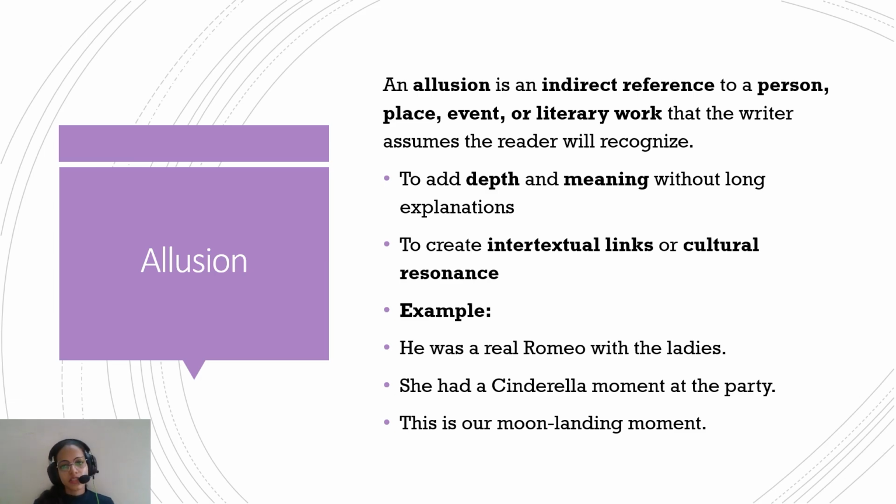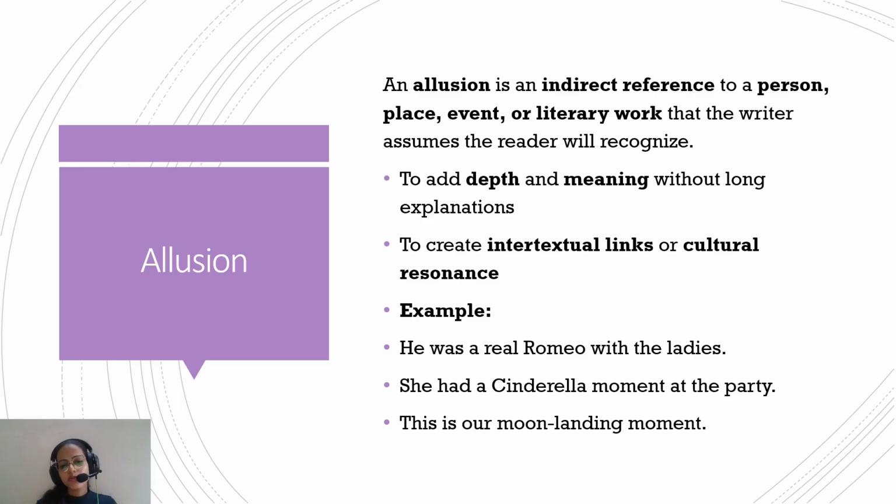It's an indirect reference to a person, place, event, or a literary work that the writer assumes the reader will recognize. So it's often some very famous reference that is taken and used for comparison. Unlike metaphor, simile, and all those comparative devices we read before, where just any two things can be compared, in allusion often the important, known, famous people and famous things are used in comparison.